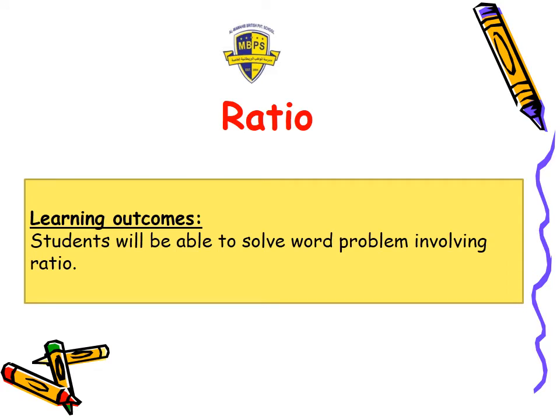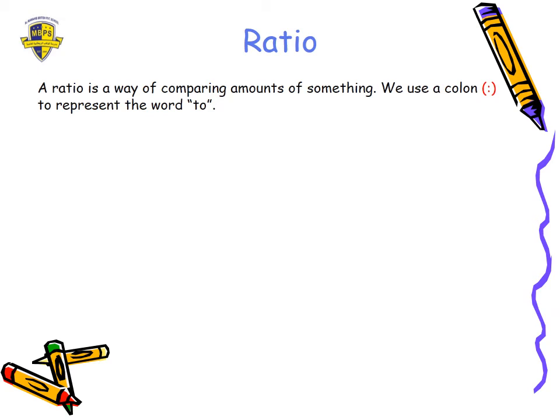Today we are going to learn how we can solve word problems involving ratio. Let's learn together the meaning of ratio. Ratio is the way we compare amounts of something, and we use a colon to represent the word "to". Let's solve this example.